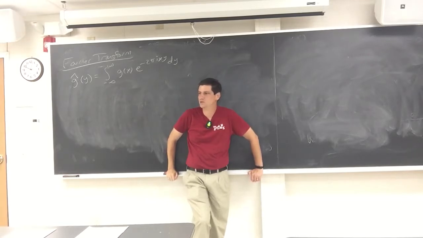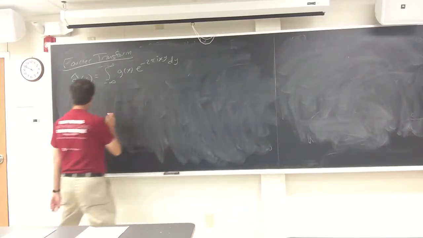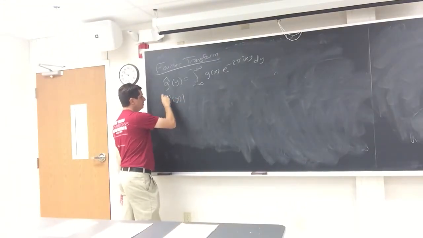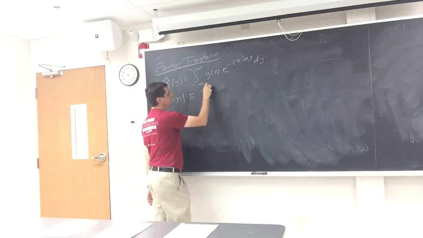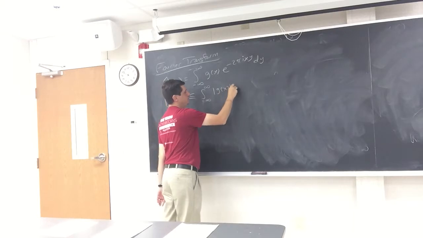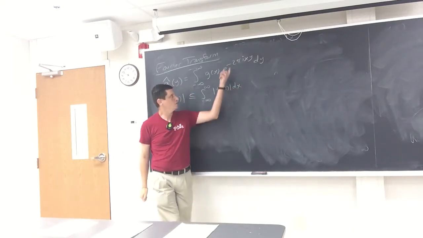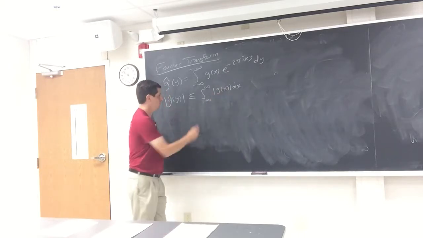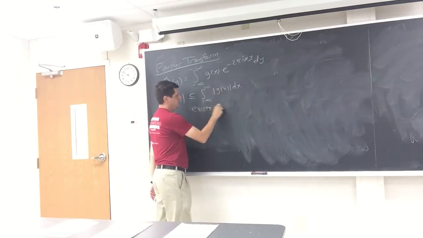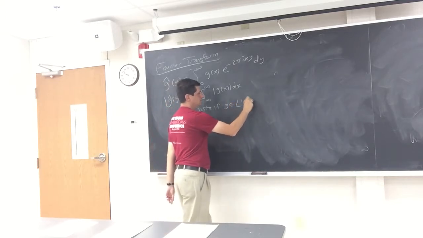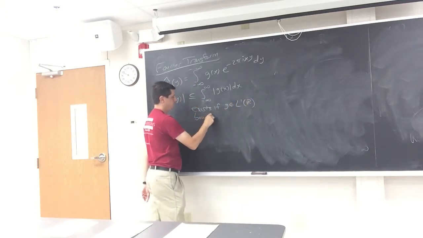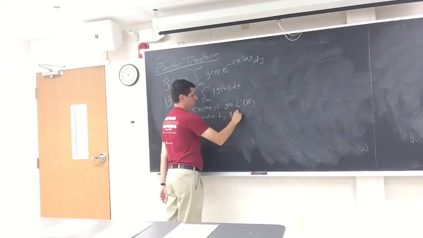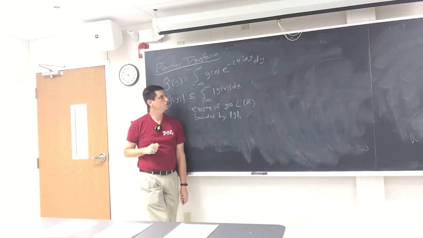So the first question you should always ask when you see an integral is what? Does it converge? And so what you would get as a nice result is g hat of y in absolute value is at most the integral from minus infinity to infinity of the absolute value of g of x dx, because the exponential e to the negative 2 pi i x y is going to be 1 in absolute value. So if g is in L1, it exists. So it exists if g is in L1 of R and is bounded by the L1 norm of g. Okay, so the object exists.